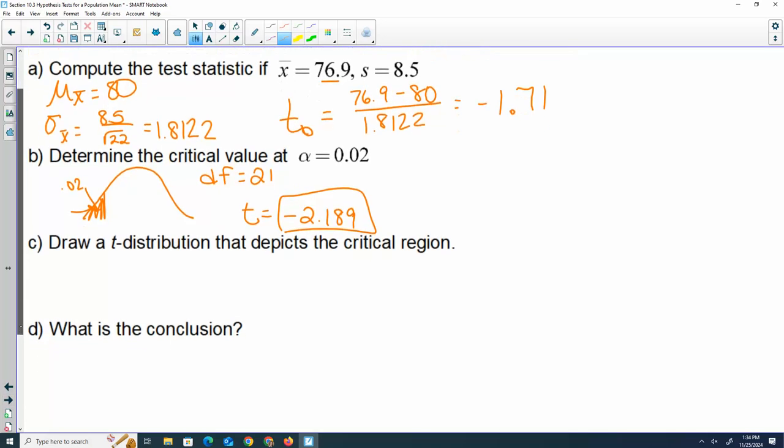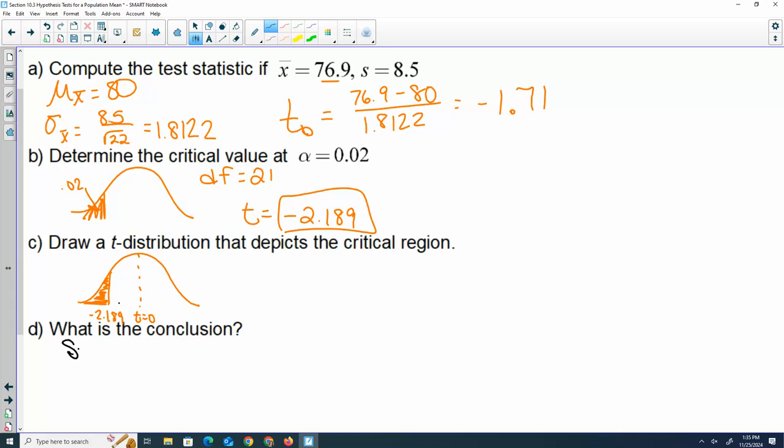So for C, I kind of drew my picture on B, but I'll draw it in here. This is centered around t equals 0. You don't necessarily have to label that, but this is our negative 2.189. That's our critical value. Anything smaller than that, we would reject. What did we get for our t? Negative 1.7. Is negative 1.7 in this shaded region? No, it will be over here.